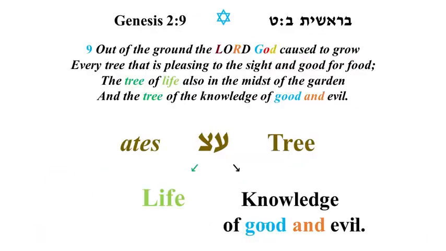So you had the two trees. They ate from the one they weren't supposed to. God was not going to let them now eat from the tree of life, which I think would have let them live forever. All right?